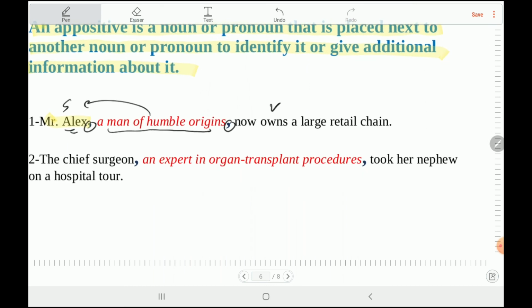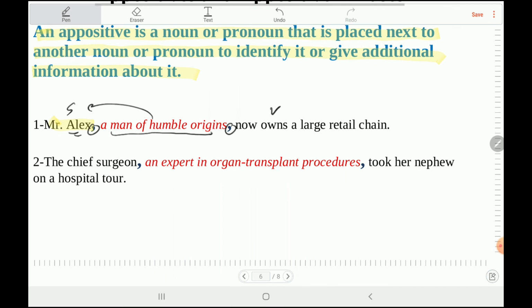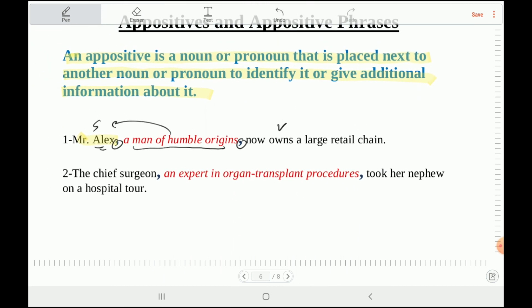The chief surgeon, an expert in organ transplant procedures, took her nephew on a hospital tour. Chief surgeon is the subject, the verb is took. We have two commas, so it's non-essential. What is between them? Extra information. It gives information about the surgeon. What is it called? An appositive phrase. Okay, that's it.